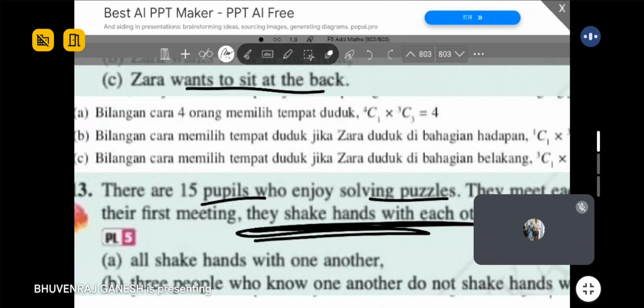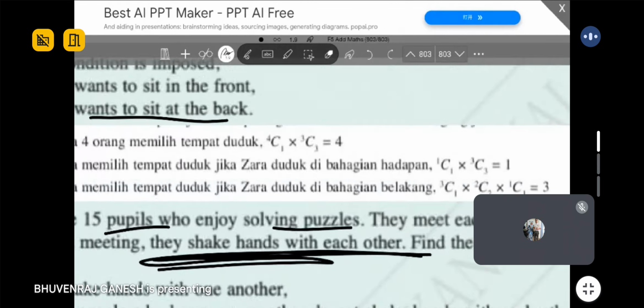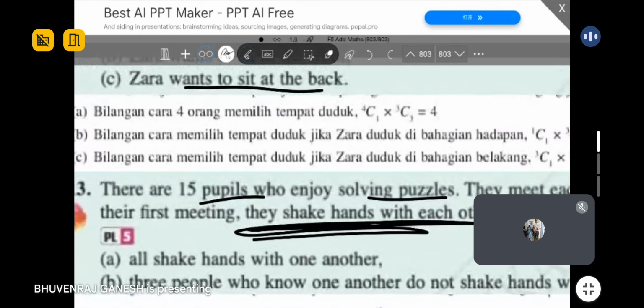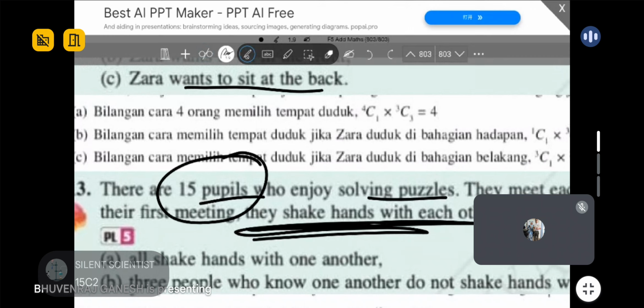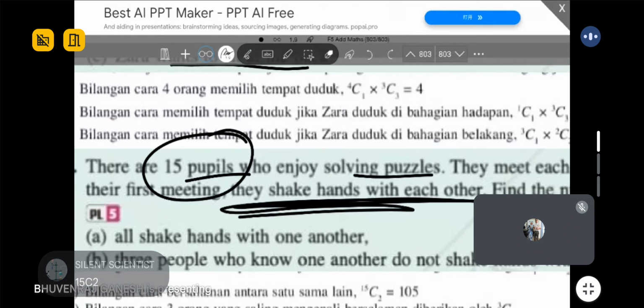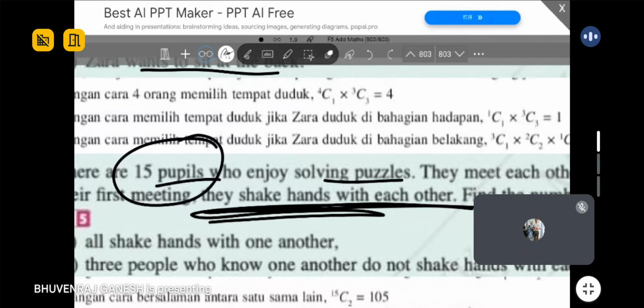So how to do this guys? Common sense, you have 15 people, and they ask how many handshakes. 15C2. Very good, the answer is correct. Because when you shake hand, logic again. When you shake hand, do you shake hand with 3 people, 4 people, or 2 people? We can only shake hands with 2 people at the same time. So the total number is only 2.